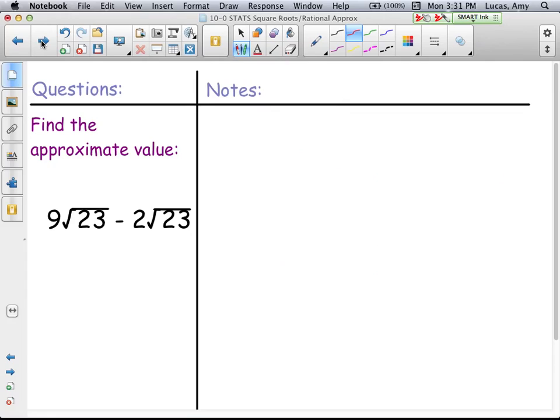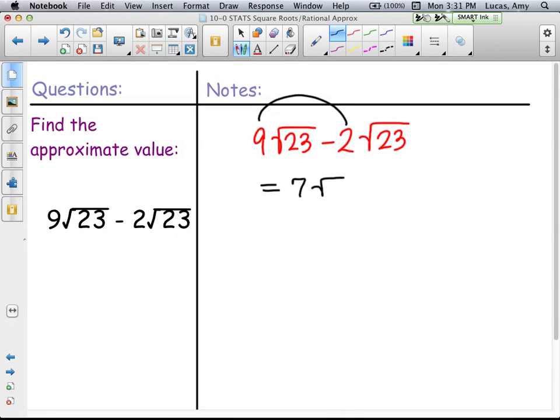Next one looks similar to the last one. So this one I'm going to subtract those numbers in front because, again, I've got like radicals. So 9 minus 2 is 7. So 7 times the square root of 23.